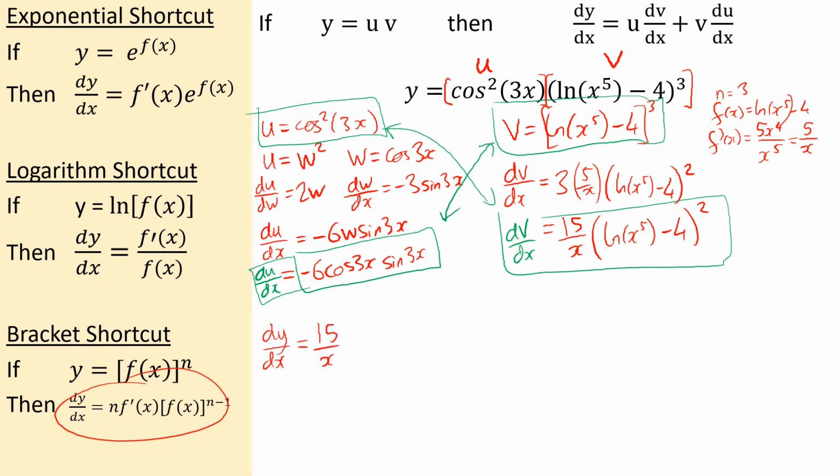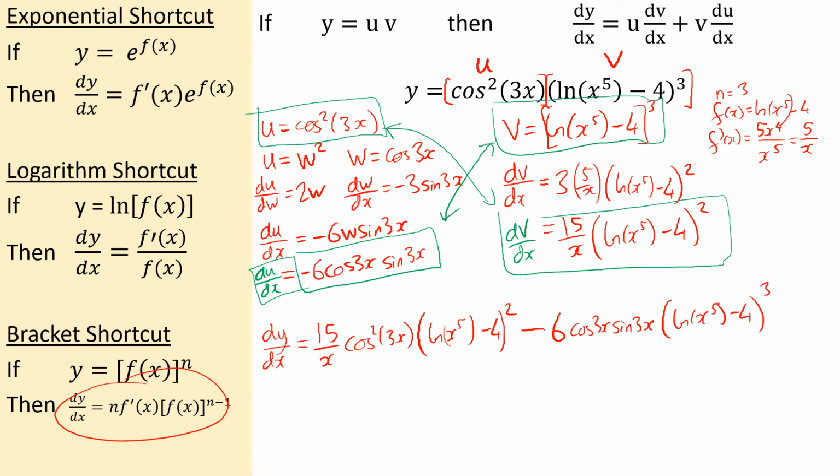I've got 15 over x, cos squared of 3x, ln of x to the 5 minus 4 squared, okay, that's my u dv dx, plus v du dx. So v, it's got a minus in here actually, so I'm going to change this to a minus. So minus 6 cos 3x sine 3x, ln of x to the 5 minus 4 all cubed.